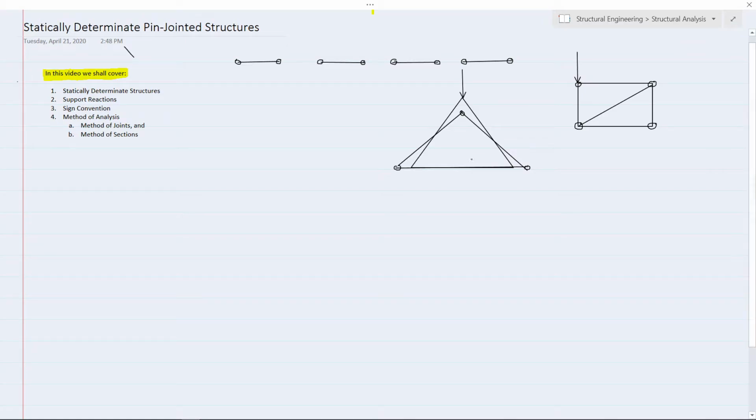Now we have noticed that this bottom chord is in tension because it is elongated, so here it will be in tension, and these members will be in compression. That means in such a configuration the bottom chords are always in tension and the upper chords are in compression in general.